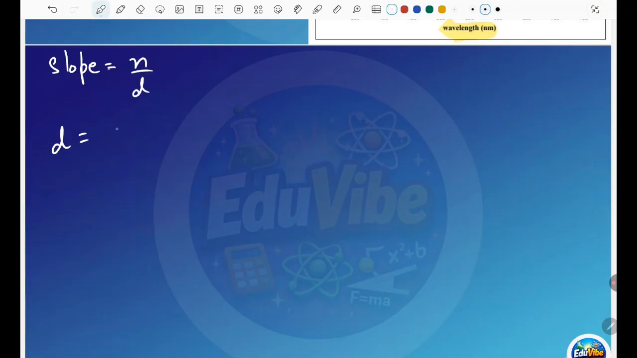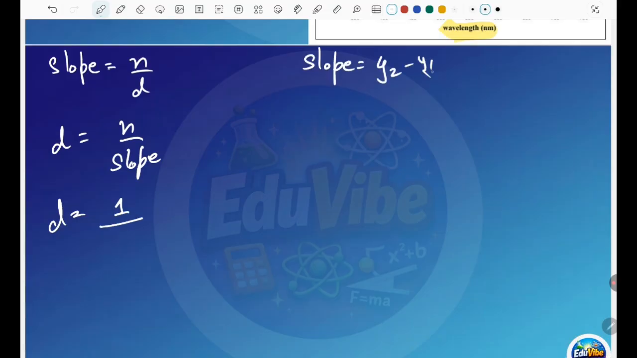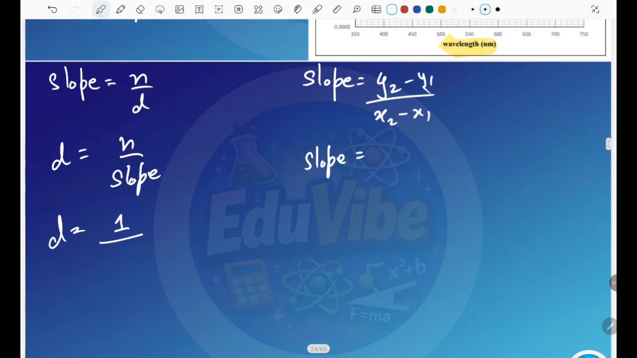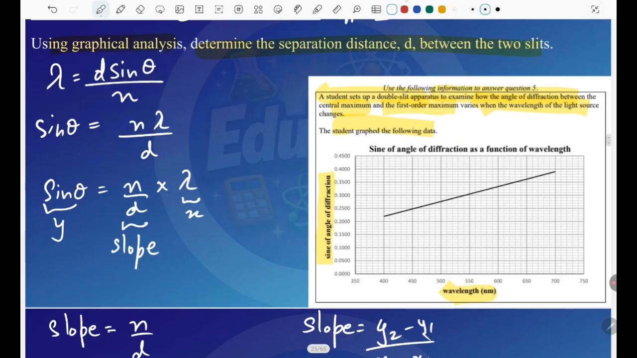So your slope is equal to n upon d, and you have to find d. So d is n upon slope. You know your n, which is 1. You want to find the slope, so for the slope you can use the formula y2 minus y1 upon x2 minus x1, the same formula we always use. So take two points from the graph. My first point is something over there, but you can take any other point, and you get an approximate answer, and the other rounded values are also right.